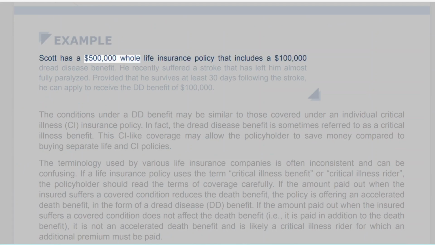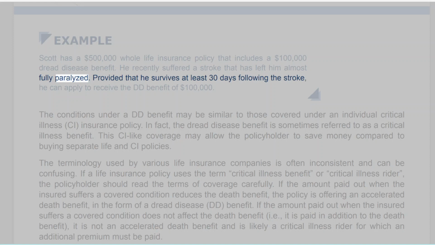Scott has a $500,000 whole life insurance policy that includes a $100,000 dread disease benefit. He recently suffered a stroke that has left him almost fully paralyzed. Provided that he survives at least 30 days following the stroke, he can apply to receive the DD benefit of $100,000.